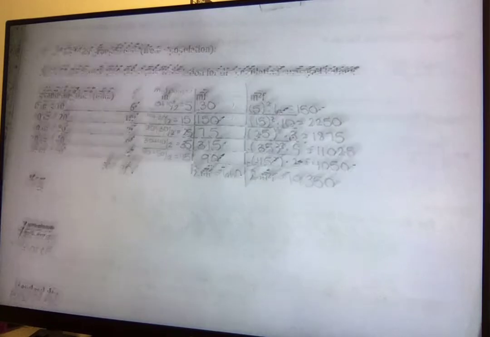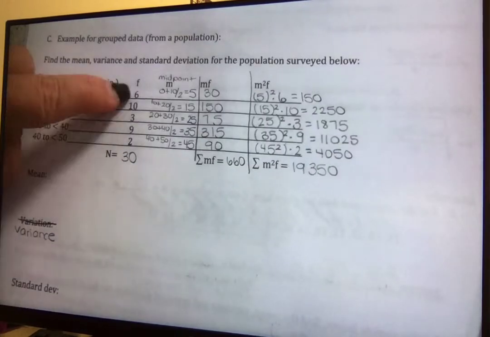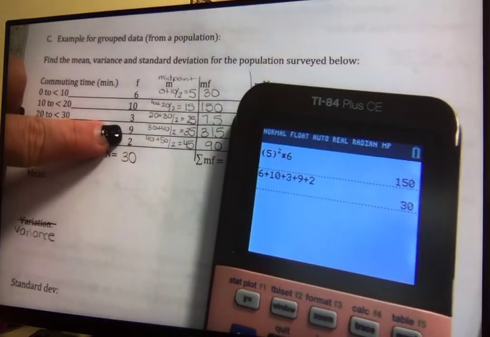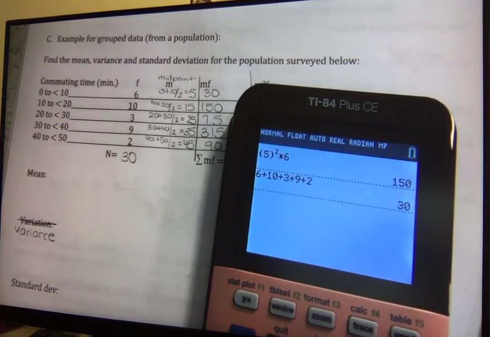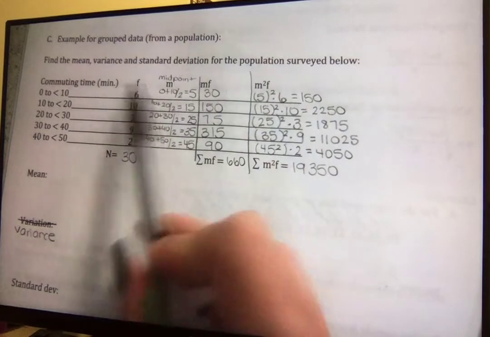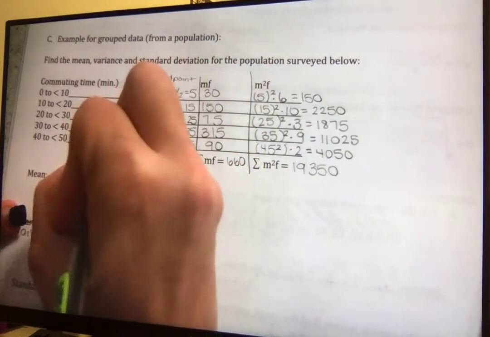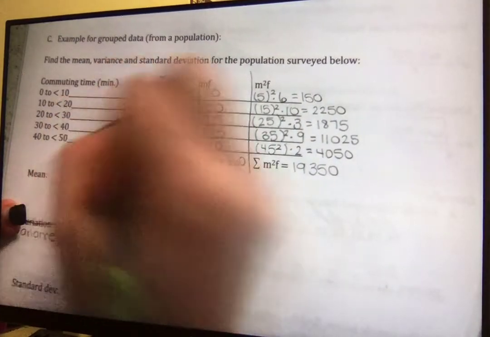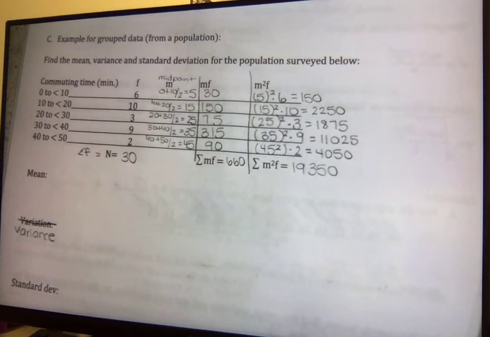The n, you added all of them? Yep, I added 6 plus 10 plus 3 plus 9 plus 2. Where'd the n come from? The n is like how many people are in the population. It's the same thing as the sum of f. I was going to say, why don't they have the sum? Yeah, it's just saying there's 30 people in the group. So we usually call it n. Our formula uses the letter n. So up at the top, the n was how many numbers it was?